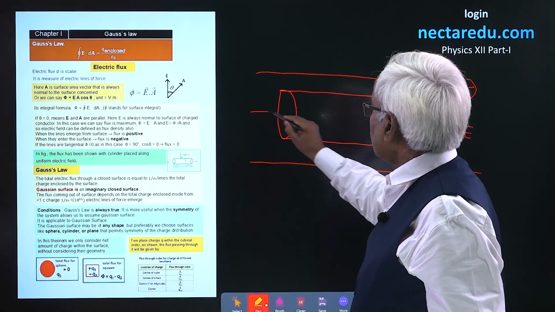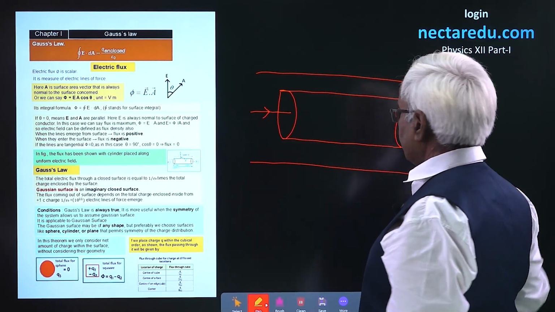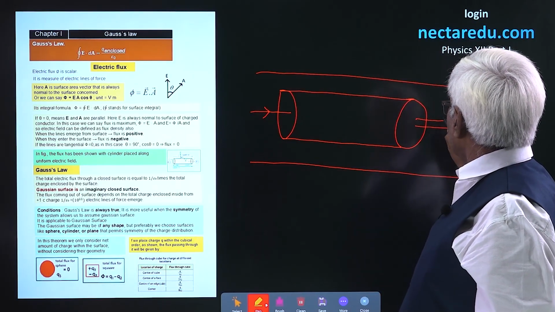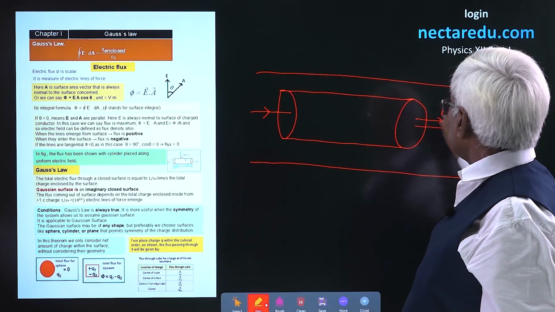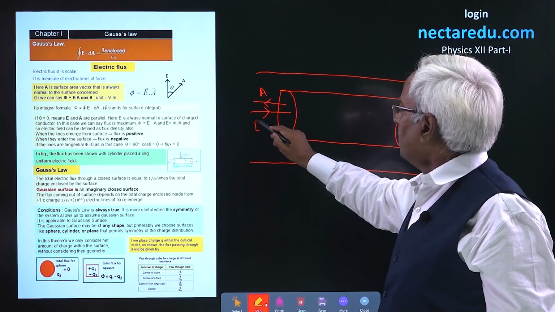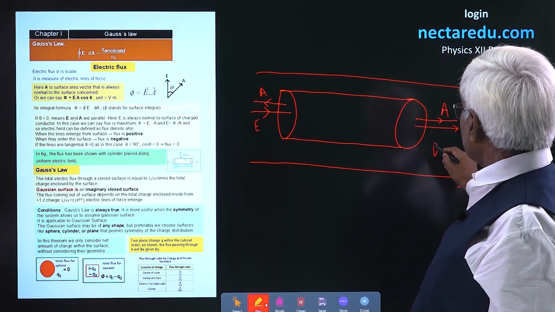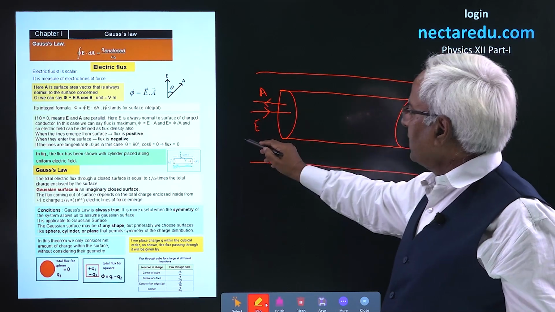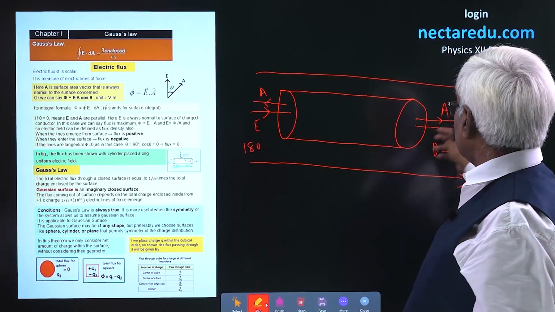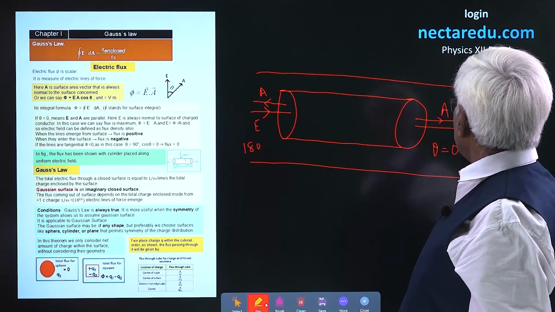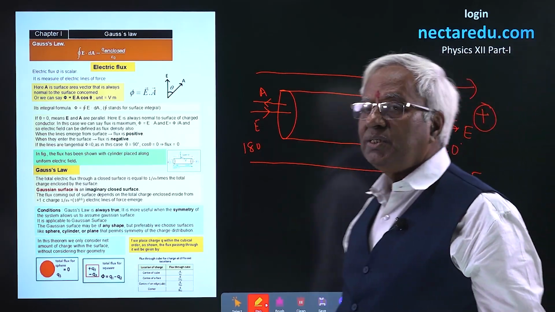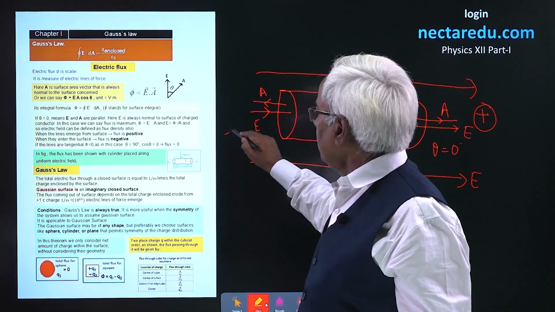Here also, the electric field would be from left to right as we have chosen. But the area vector is going to be normally outward. Here also, it's going to be normally outward. The angle between the two here is 0, and here the angle is 180 degrees. Cos theta here would be -1, and this would be +1. Obviously, the flux should be positive here because it involves cos theta. Here the flux would be negative.